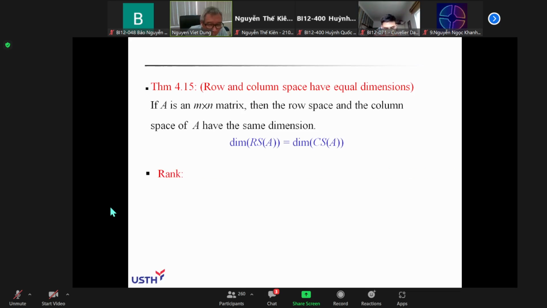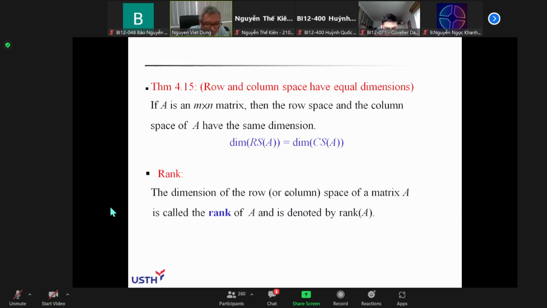Because of that, we can define the rank of a matrix A. The dimension of the row space or the dimension of the column space will be called the rank of A. And we denote it by rank A here. So the notation and the name are nothing but the same. Or by formula, the rank of A equals the dimension of the row space of A or the dimension of the column space of A, like that.